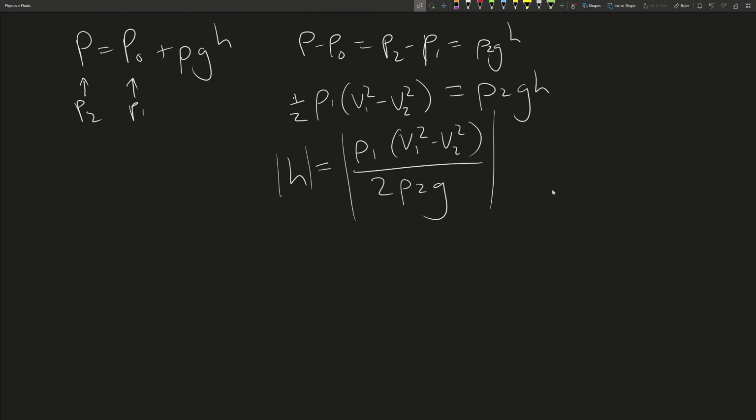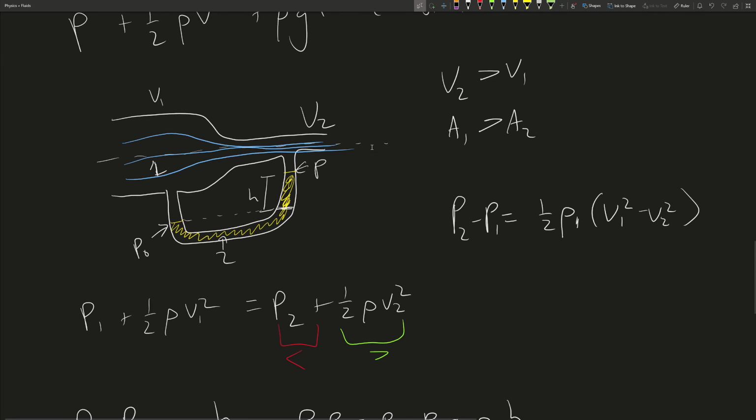So if we want to find the positive value of h, the absolute value of h is going to be equal to, since we know that v2 is greater than v1, rho 1 times v2 squared minus v1 squared over 2 rho 2 g. And so when we have something that's moving slower going to something moving faster, there's lower pressure at the part that's moving faster, which means that there will be a height difference in this liquid if we have this setup.